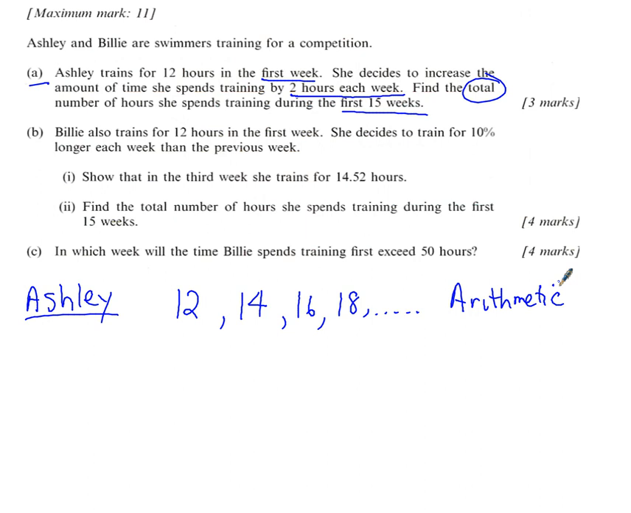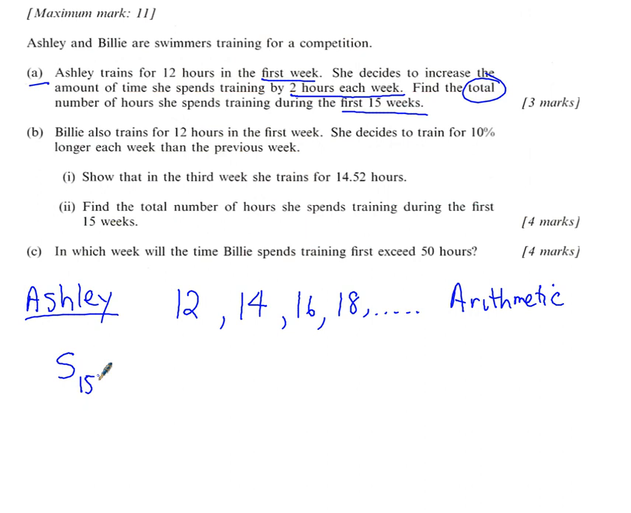Okay, so now I go to the question. Find the total number of hours she spends training during the first 15 weeks. Total number of hours. So we need to ask, are we after one of the specific terms, or do we want the sum of those terms? Well, I think you guys would see we want S15. Okay, so make sure you check your formula booklet.